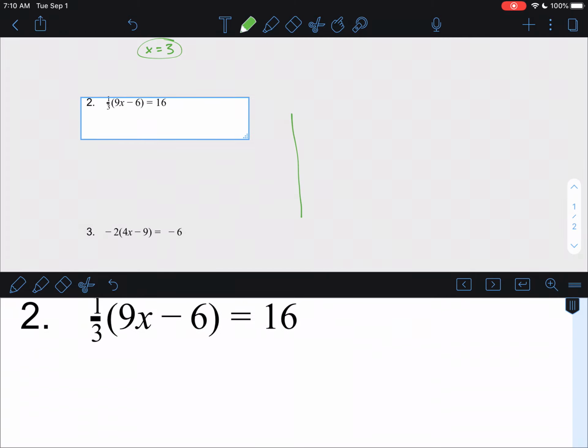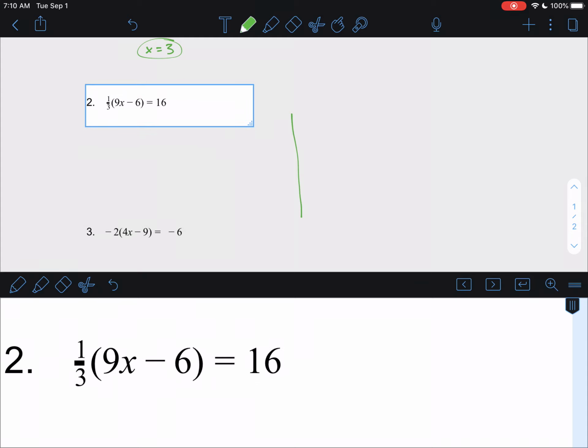You don't have to do both. I'm just doing both so I can show you, hey, you could solve it this way or you could solve it this way. Either way works. So immediately I see that everything on the left side of the equation is inside parentheses except for that 1/3, and that 1/3 is being multiplied by the stuff in the parentheses, meaning I'm using the distributive property.